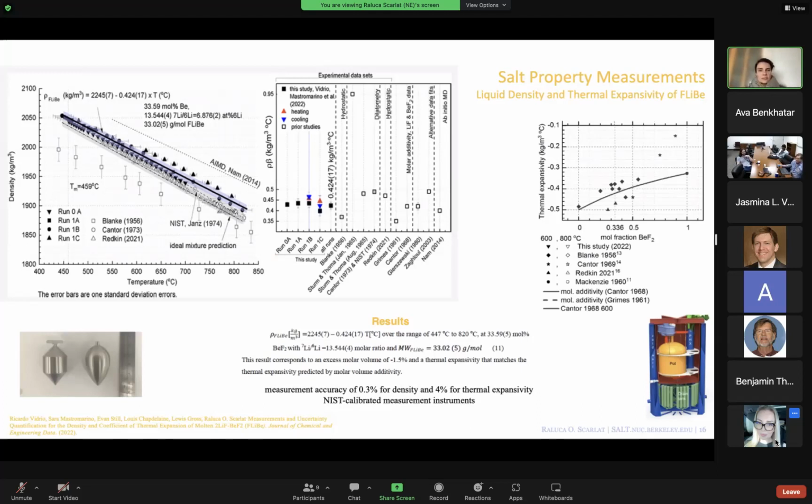Yeah. So for thermal expansivity, a factor of 2 is not good enough. 4% is probably pretty good because if you get your elevation levels within 4%, that's pretty good. For density, 0.3% is more than fine. Absolute density is not that important in reactor design. But if you wanted to use density to infer composition, then higher accuracy certainly helps you. So with 0.3%, you can probably infer composition of beryllium fluoride, lithium fluoride to about 1 mol%.